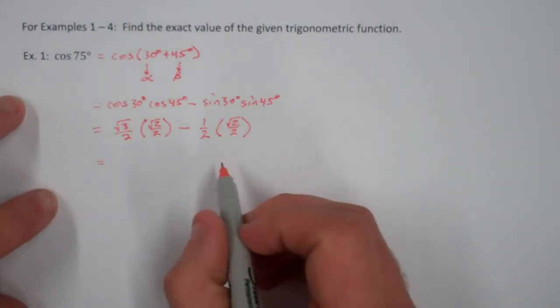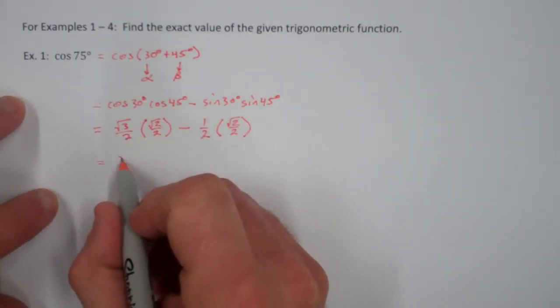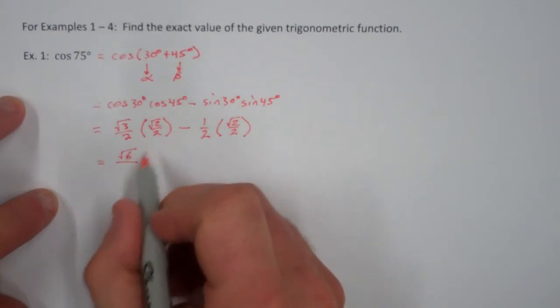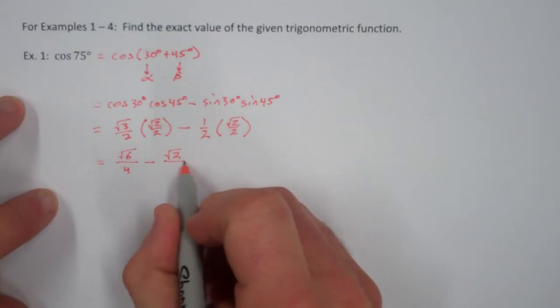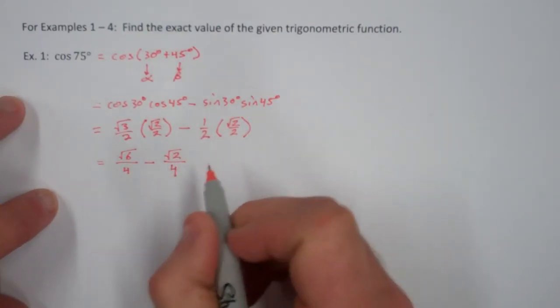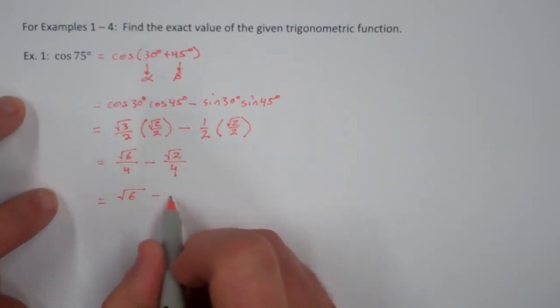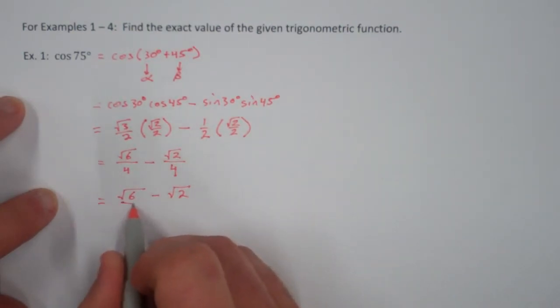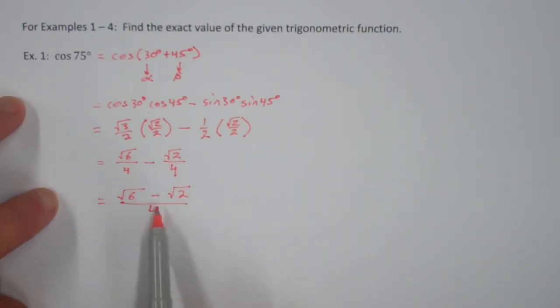What we can do now is a little bit of order of operations here. So we can do root 3 times root 2, which is root 6. 2 times 2 is 4. 1 times root 2 is root 2, and 2 times 2 is 4. Oftentimes it's a good idea to state this as one fraction. So we will write this as over 4. And it turns out that you can't do this root 6 minus root 2. Remember, that's a rule from algebra.